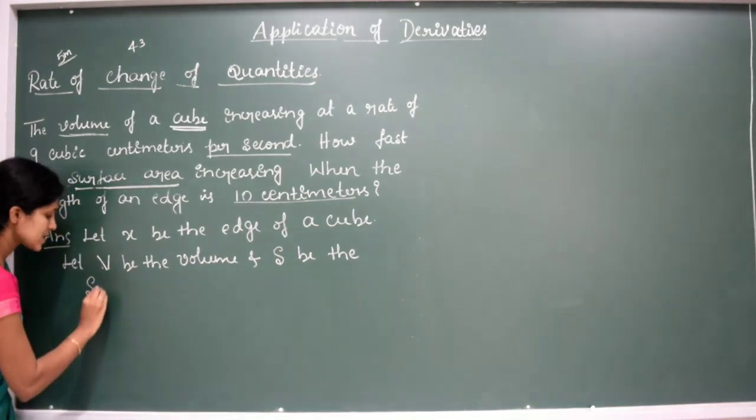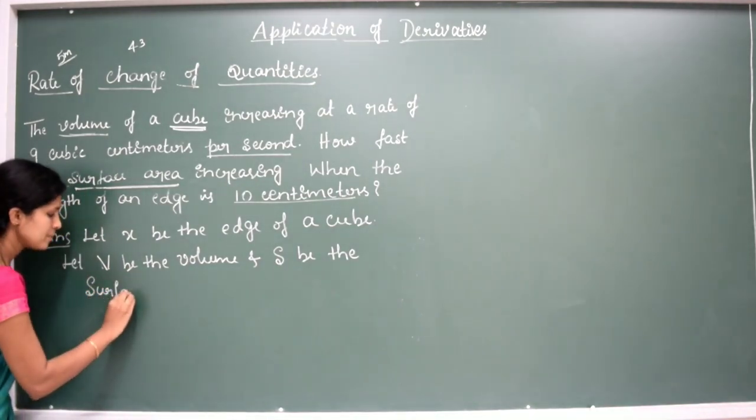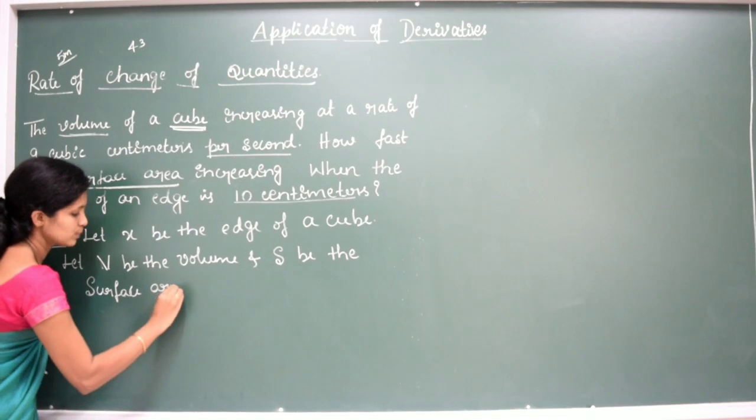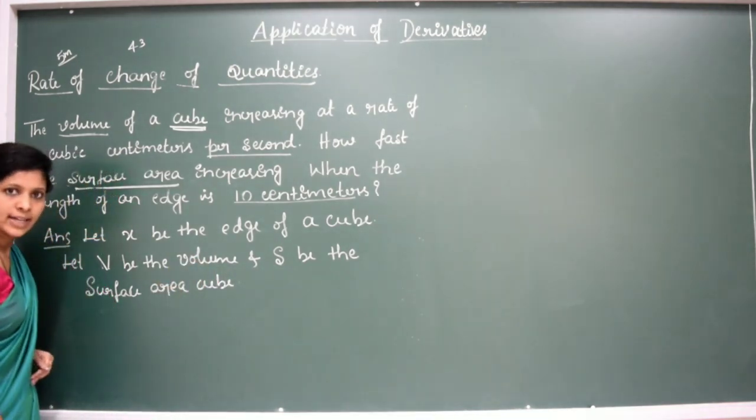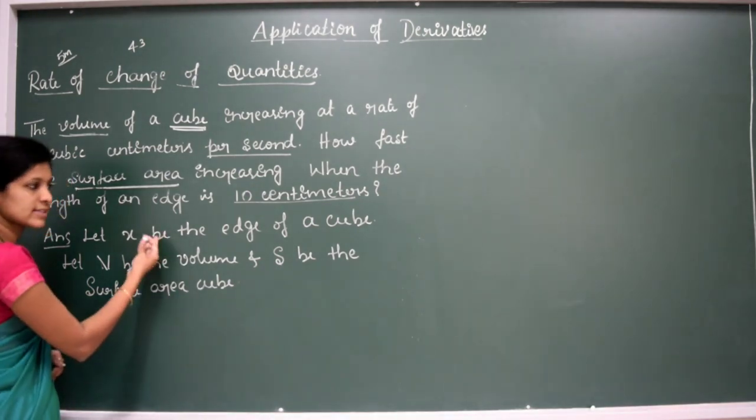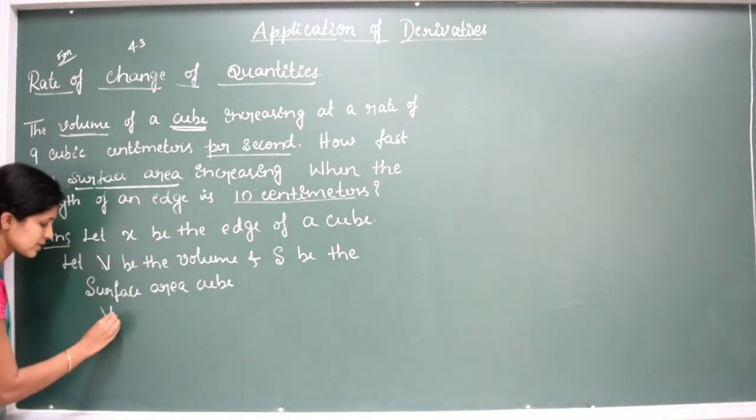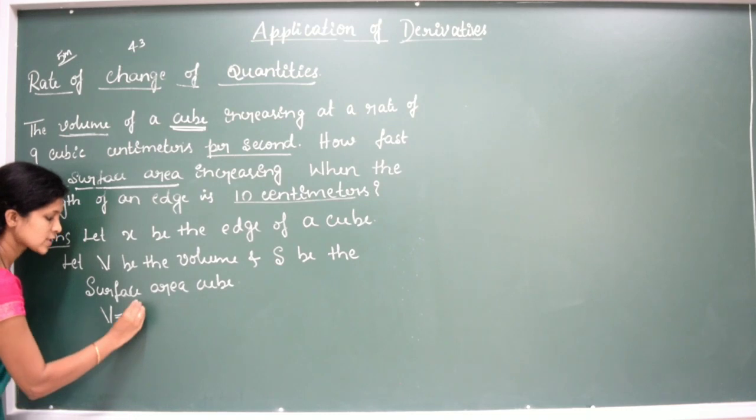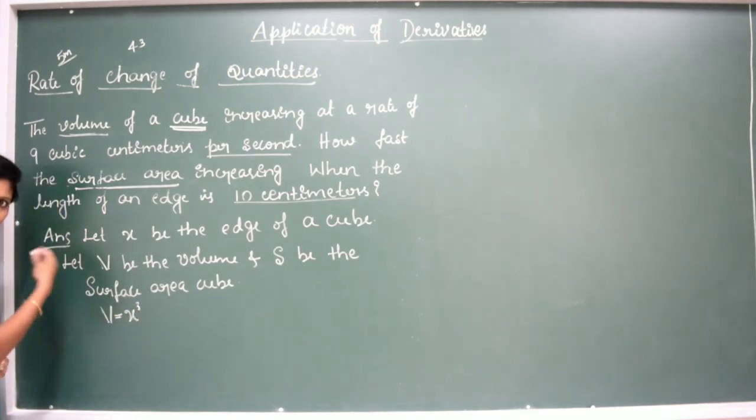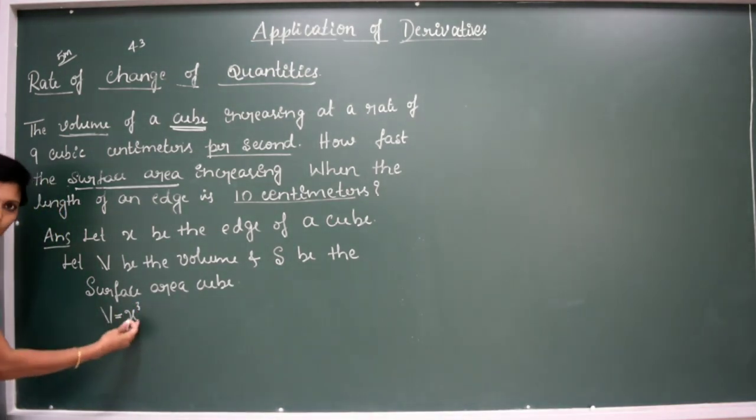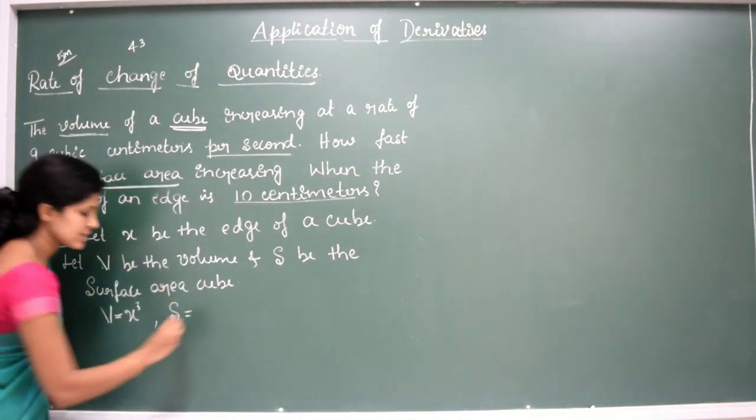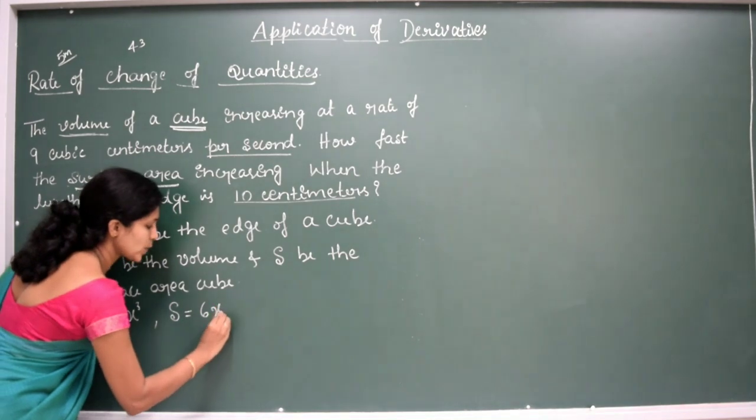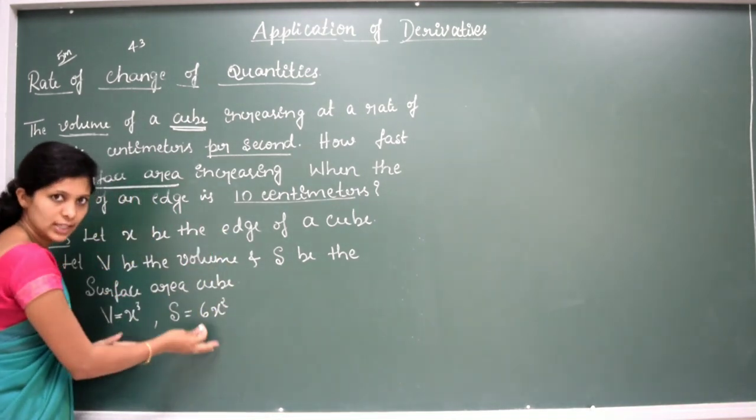Let S be the surface area of a cube. Now, what is the volume of a cube? It is x cube. Here x is the edge. So the volume of a cube is given by V is equal to x cube. In the previous session, I had given all the formulas, right? V is equal to x cube and the surface area of a cube is given by S is equal to 6x square. Okay, this is the first thing you have to write.